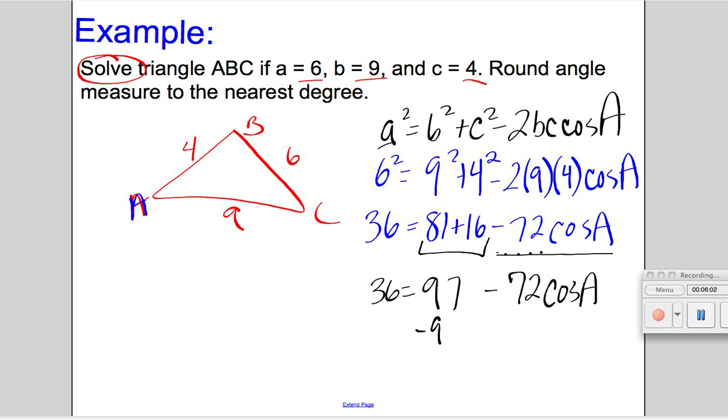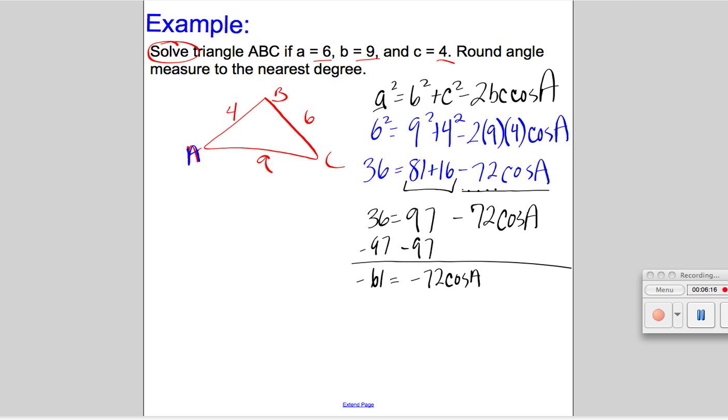Now I'm going to solve for cosine of A, so I'm going to get rid of the 97 from both sides. And I'm going to be left with negative 61 equals negative 72 cosine of A. My next step would be dividing both sides by negative 72 to cancel that out. I'll get cosine of A equals 61 over 72. Of course, the negatives will cancel.